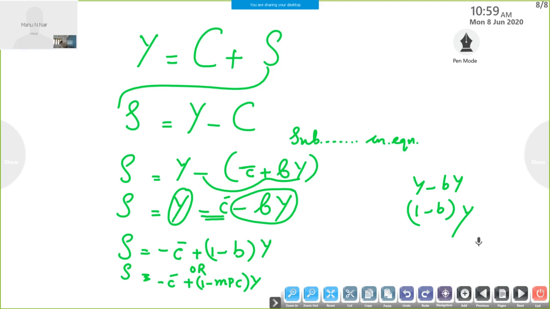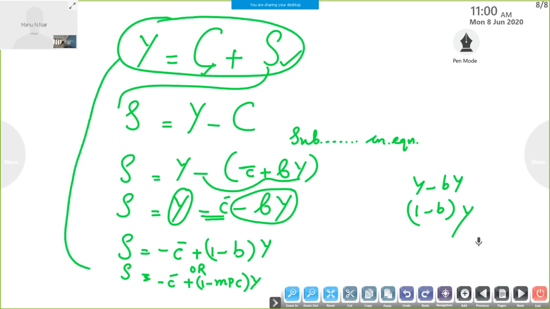Next, we can derive the saving curve from the consumption curve. I think you understood this one. The heading is derivation of the saving function or saving equation from the consumption equation. For that we are taking the formula y is equal to c plus s. From here we reached s is equal to minus c dash plus 1 minus b y.